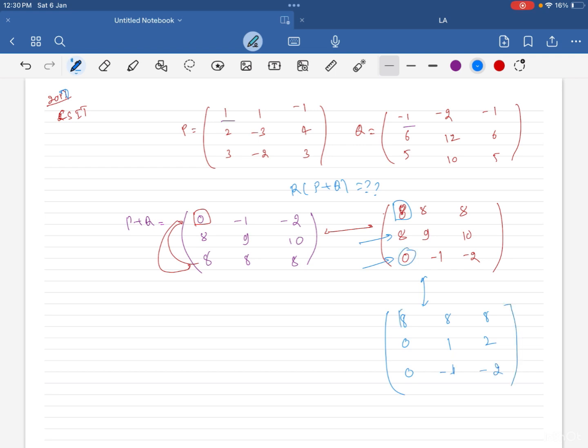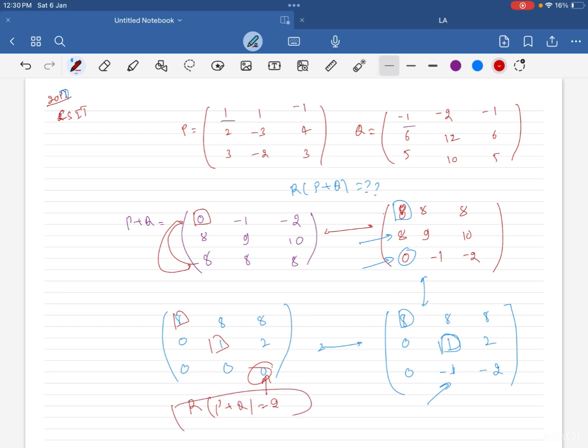Now let's take this second pivot as this one, and now further apply the elimination and eliminate this guy. So we can put our first row as it is, second row as it is, and the third row we can add up, and here we will get the 0. So here also we will get the 0. So you see that we have the two pivots here. We cannot consider this as a pivot because it's a 0. So rank of this P plus Q is 2.